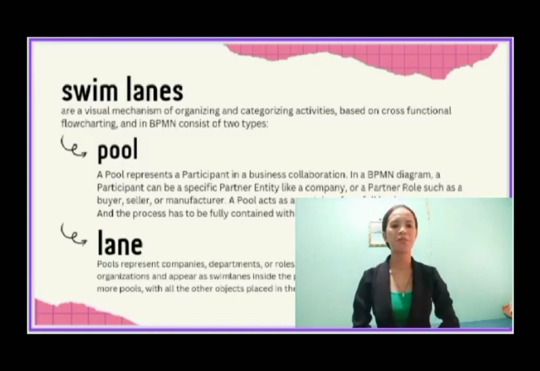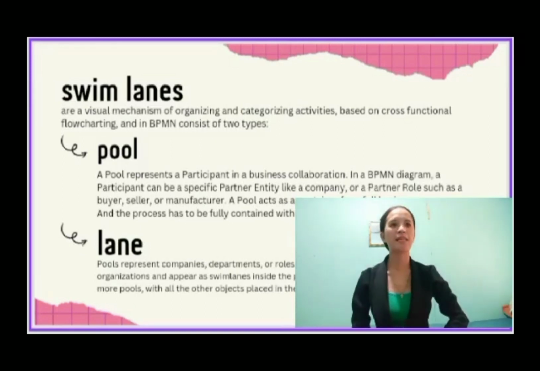Then we have swim lanes. When we say swim lanes, these are the visual mechanism of organizing and categorizing activities based on cross-functional flow charting. These consist of two. First is the pool. When we say pool, this represents a participant in a business collaboration.